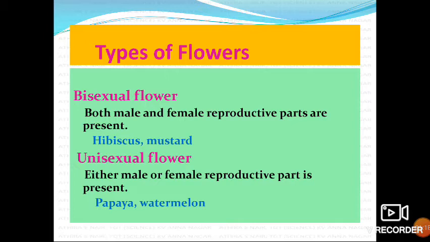Unisexual flower. Either male or female reproductive part is present in such flowers. For example, papaya and watermelon.